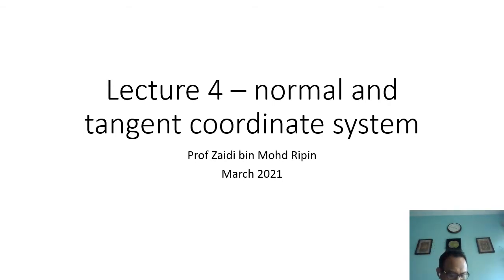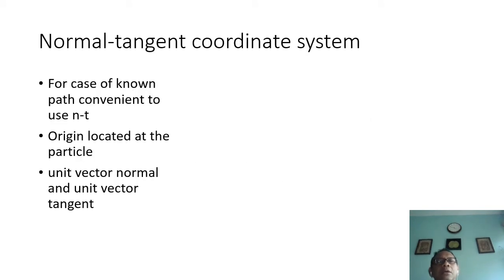So we now continue with lecture 4 on the normal and tangential coordinate system, or normal and tangential components. For cases where the path is known, it is sometimes more convenient to use the normal tangent coordinate system. Okay, so let's see what we mean by this.